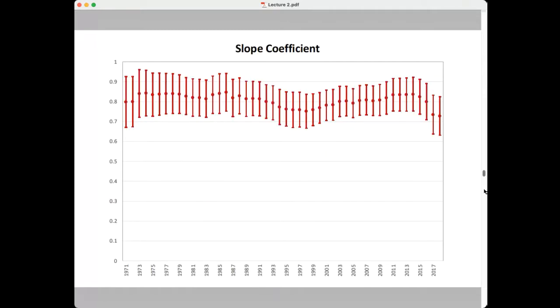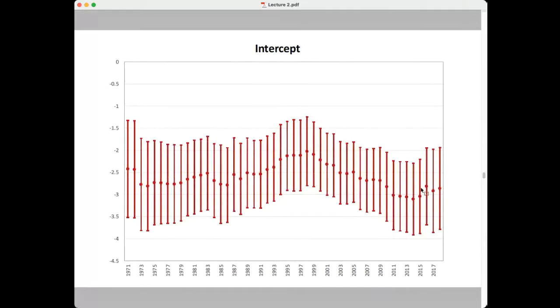This is the coefficient of the slope of each of those individual cross-sectional regressions over time. And again, it's with a confidence interval, but again, it's remarkably consistent over time. These last two are driven by Venezuela moving off to the left. If we dropped it, they would be very similar to the previous years. And these are the intercept terms.